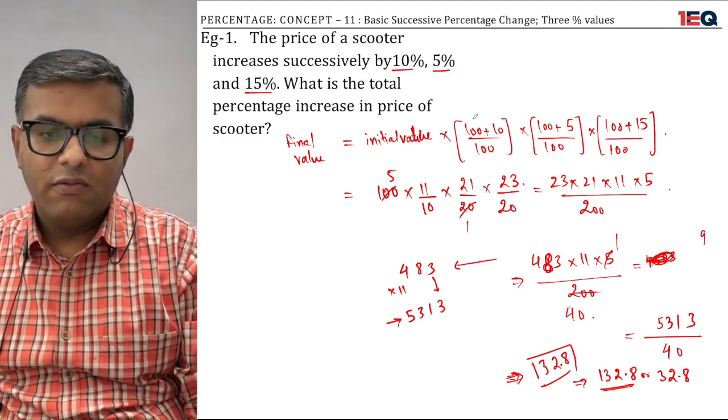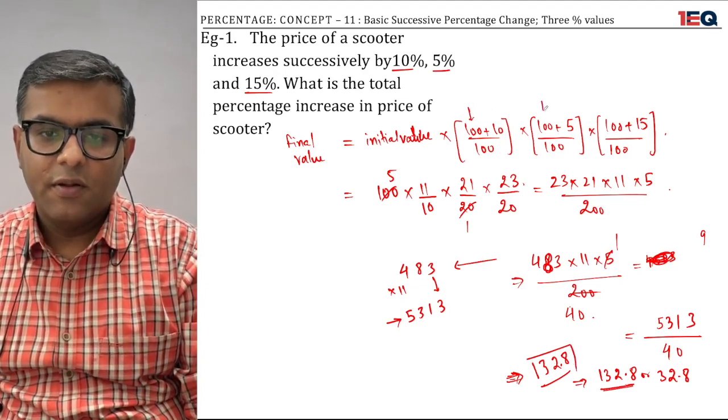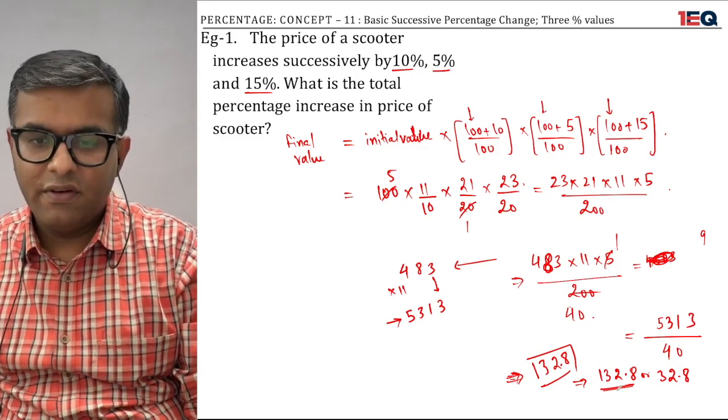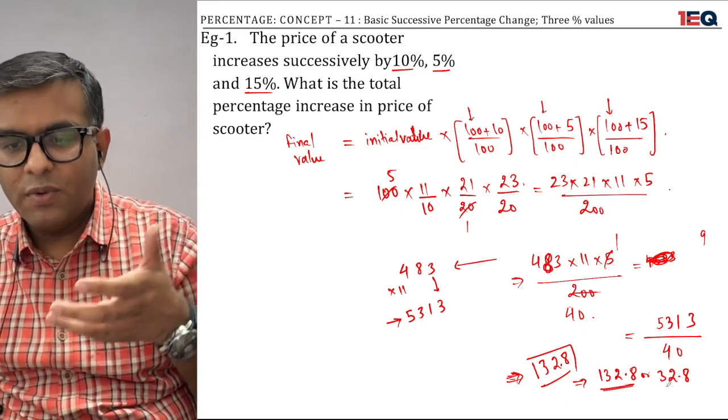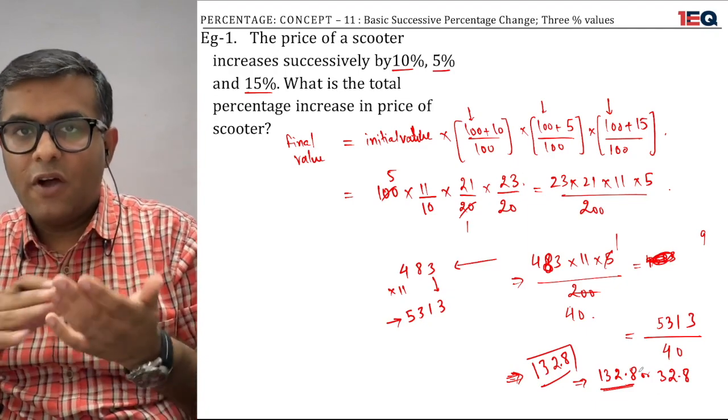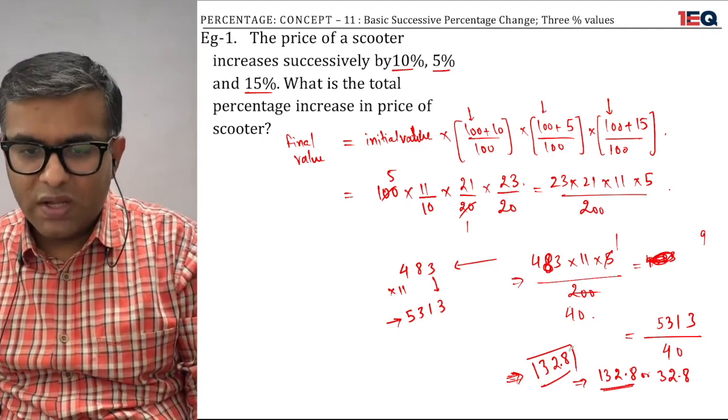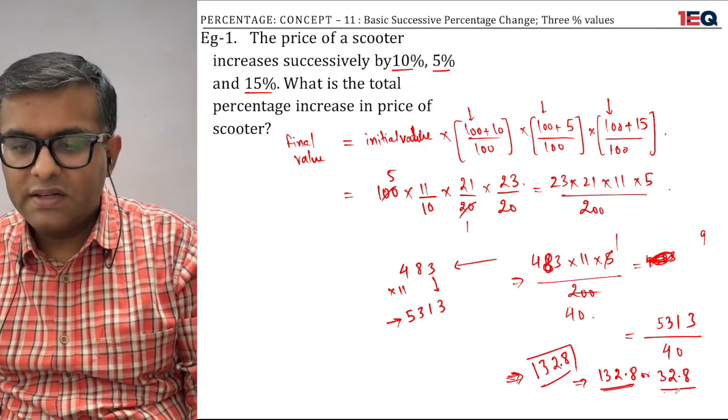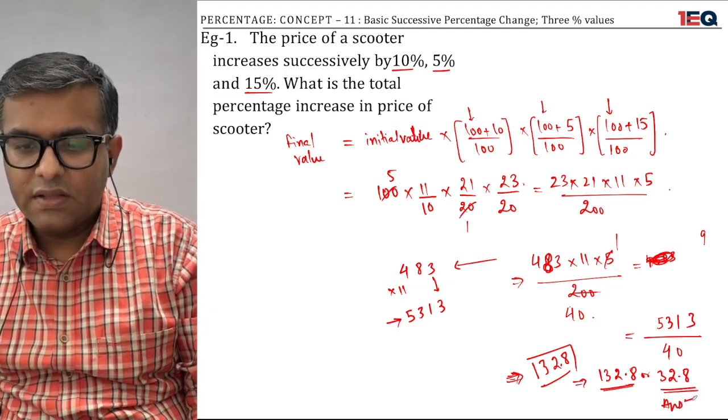and here we've added 100 everywhere. That is why the answer is coming out to be a part of 100. Of how much more by 100? So it is 132.8. So 32.8 is the final answer.